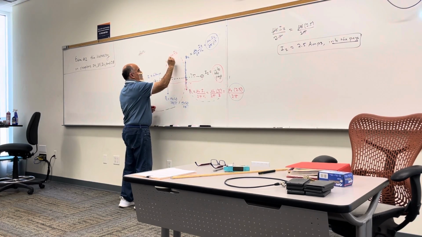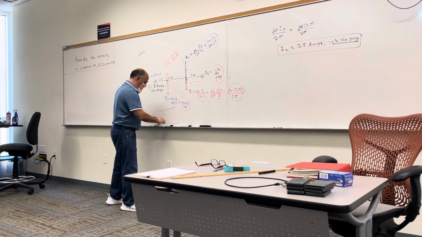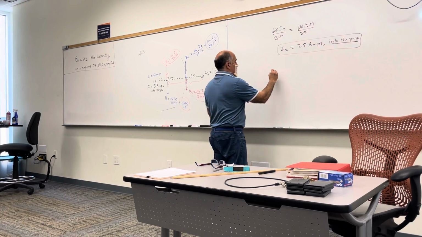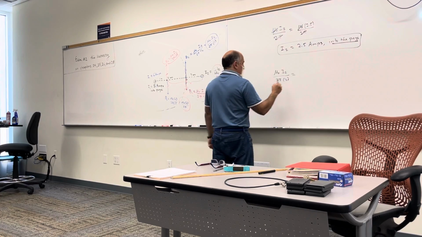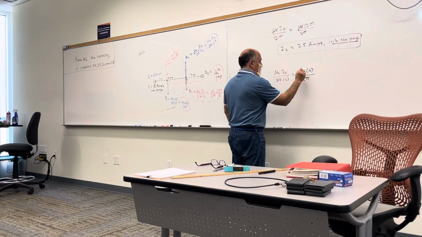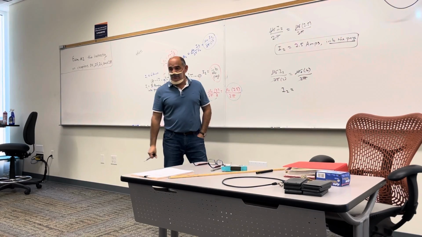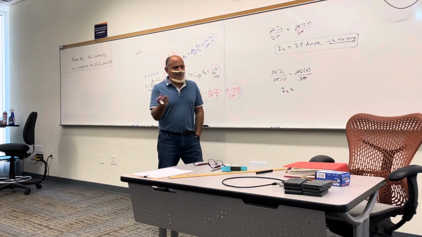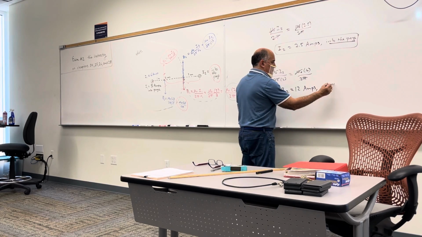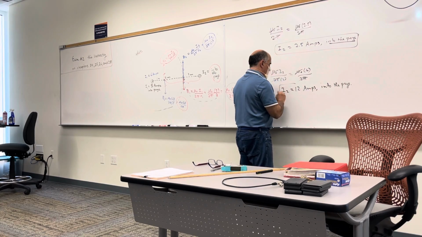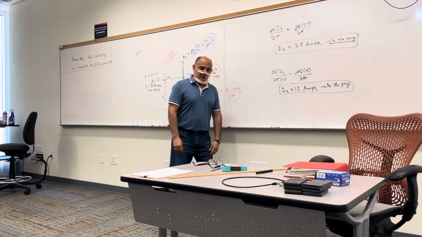So it would still be into the page. Mu naught I2 over 2 pi, and then the distance from here to there is 2. So you equate this magnitude to this magnitude. So for that version, you would have mu naught I2 over 2 pi times 2 equals, and then for that one, it's mu naught times 6 over 2 pi. So the mu naughts cancel, the 2 pi's cancel. So I2, you really didn't need a calculator for this, because the mu naughts cancel and the pi's cancel, and 6 times 2 is 12, right? That was the other one. Yes? Piece of cake?